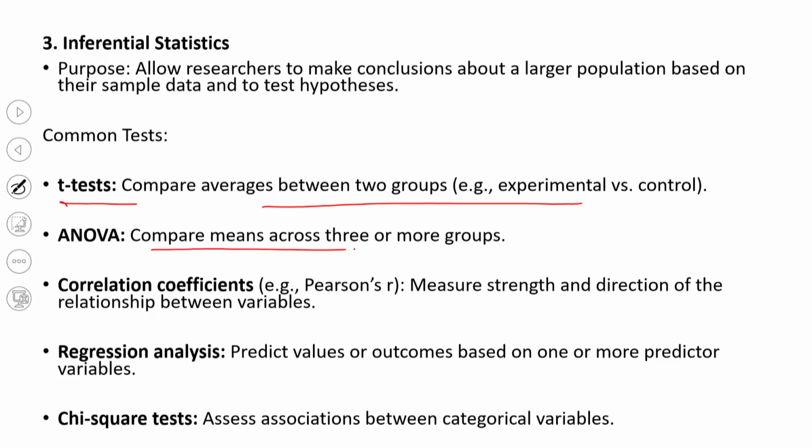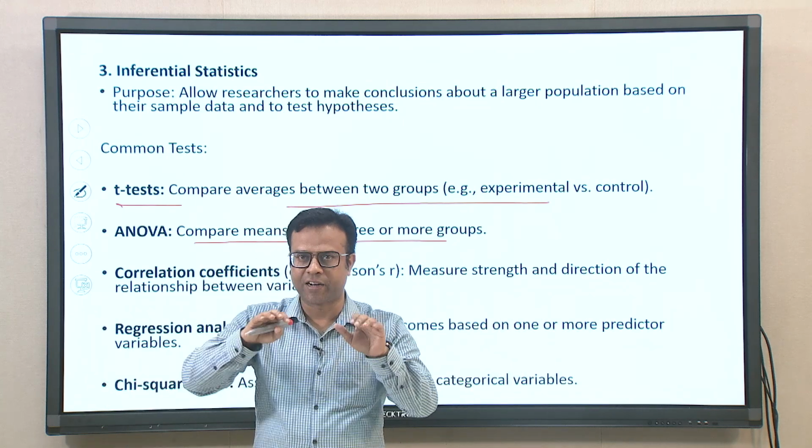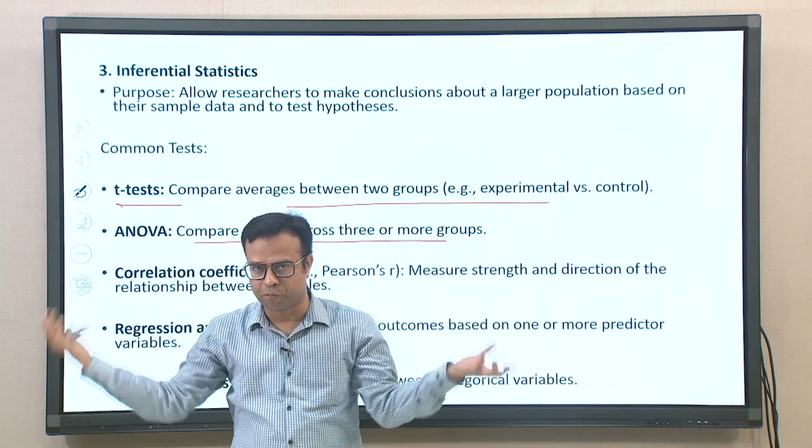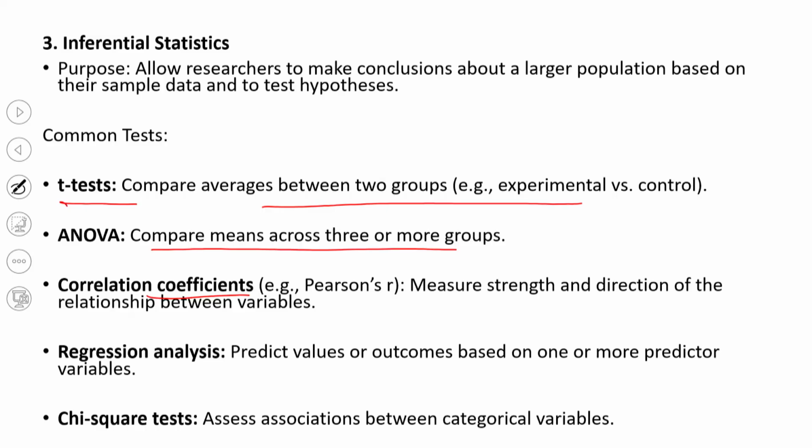ANOVA is done when you have more than two groups. Here we have only males and females, but let us say you have one more group, or let us say age groups, you have 3 age groups. Then you need to do ANOVA as a test to find out how these 3 groups are different from each other. Correlation coefficients are done to find relationships, as I already discussed in correlational research.